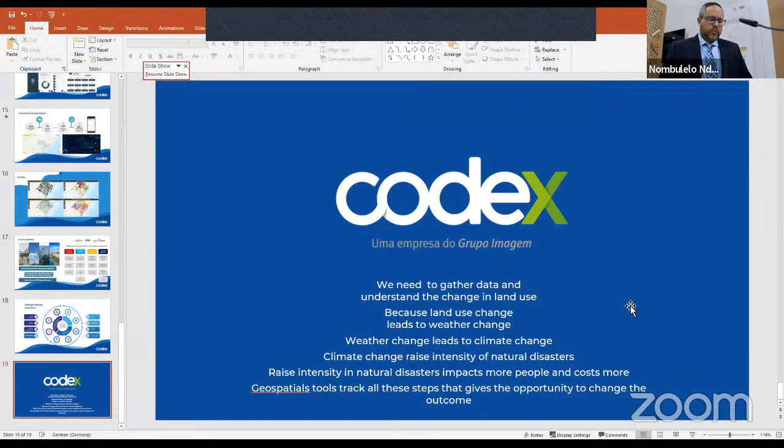And just to finish, we need to gather data and understand the change in land use, because land use change leads to weather change. Weather change leads to climate change. Climate change raises the intensity of natural disasters. Raising intensity in natural disasters impacts more people and costs more. Geospatial tools track all these steps and give the opportunity to change the outcome. Thank you.